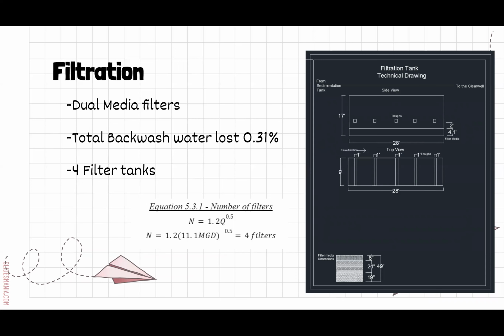The next step in our plant's design is filtration. Using physical filters, the remaining floc and other particles can be filtered out. Using a dual media design of sand media and anthracite, the filtering system is able to clean itself through backwashing the media with previously filtered water. Over a 2-day period, only 0.31% of the filtered water is used for backwash, which meets our standard of less than 6%. Using the equation seen below, we can determine the 4 filter cells are needed for the filtering process.